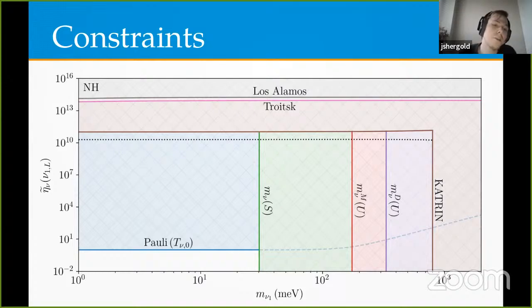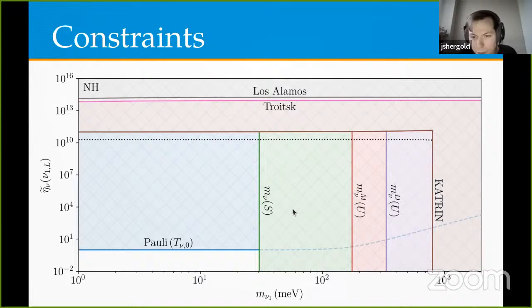KATRIN can, in the same way as PTOLEMY, look for these peaks beyond the endpoint of the beta decay spectrum. It just doesn't have a good enough energy resolution and enough tritium to actually resolve anything. So it can only set constraints on the cosmic neutrino background. And this dotted black line is the proposed reach of KATRIN. By the time they've analyzed all of their data, they expect to be able to set a bound on the cosmic neutrino background overdensity of about 10 to the 10 or so.